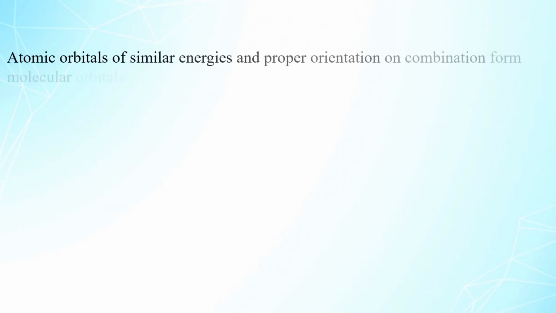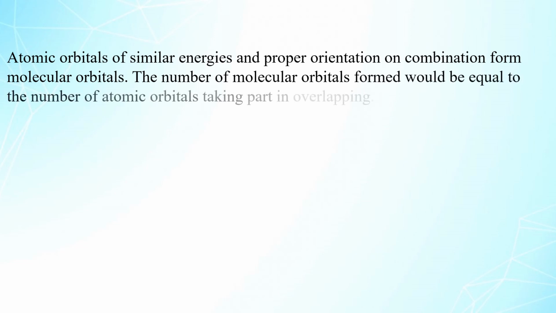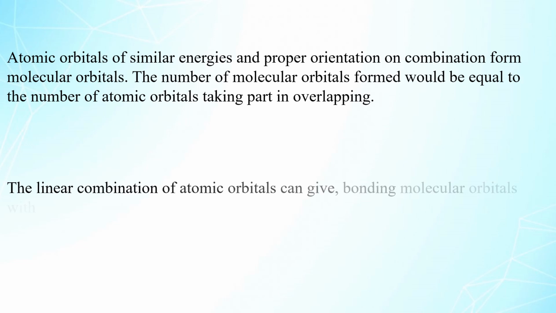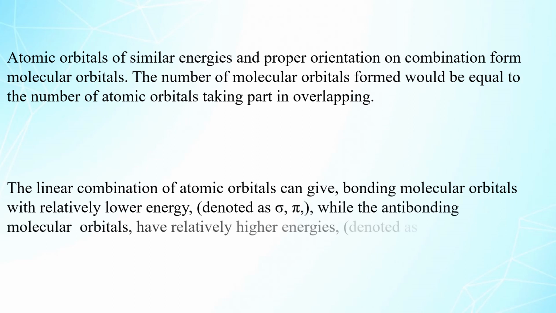Atomic orbitals, of similar energies, and proper orientation, on combination, form molecular orbitals. The number of molecular orbitals formed would be equal to the number of atomic orbitals taking part in overlapping. The linear combination of atomic orbitals can give bonding molecular orbitals with relatively lower energy, denoted as sigma, pi, while the antibonding molecular orbitals have relatively higher energies, denoted as sigma star, pi star.